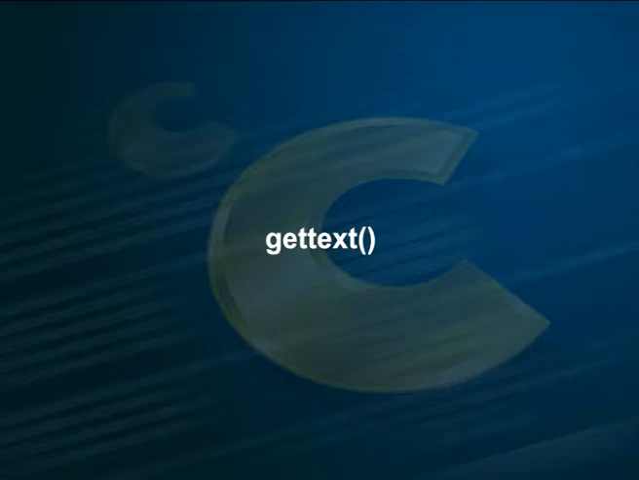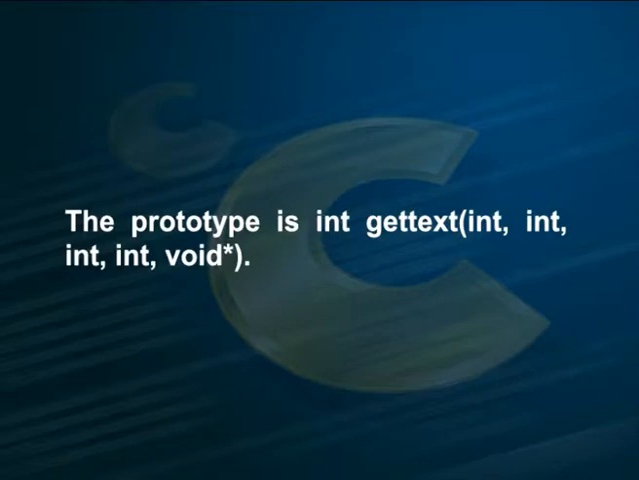gettext is an input function. The prototype is int gettext(int, int, int, int, void *). The first four parameters are the left, top, right and bottom coordinates of a rectangle respectively. This function copies the text from this rectangle into the buffer pointed to by the fifth parameter. The coordinates are absolute screen coordinates, not the window coordinates. The function returns a 1 if the action was successful, 0 on failure.